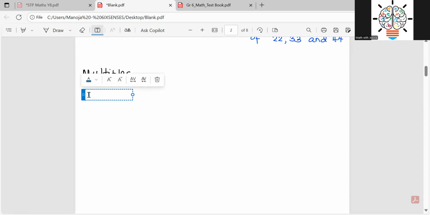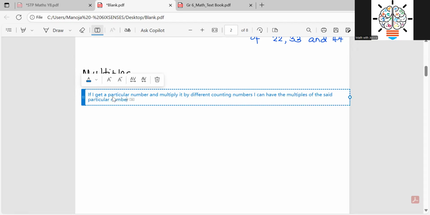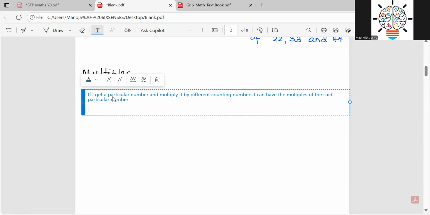But then how am I going to write that? If I take a particular number and multiply it by different counting numbers, which should be the positive whole numbers, I can have the multiples of that particular number, right?